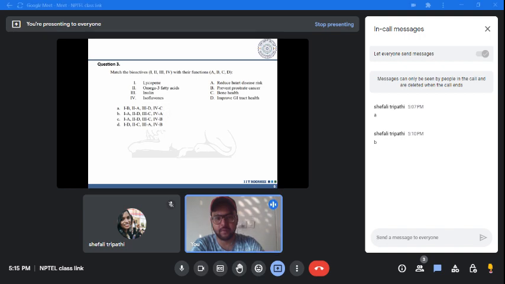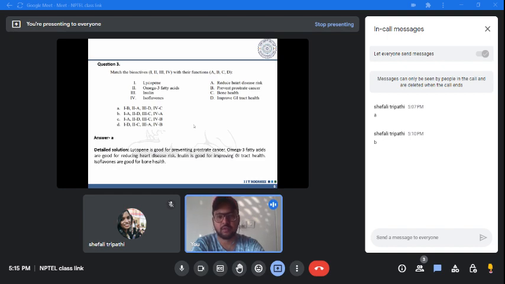Okay, so let me tell you the correct answer. Lycopene helps to prevent prostate cancer, and omega-3 fatty acid is good for reducing heart disease. Inulin is good for GI tract health, and isoflavones are good for bone health. So the correct answer will be B.